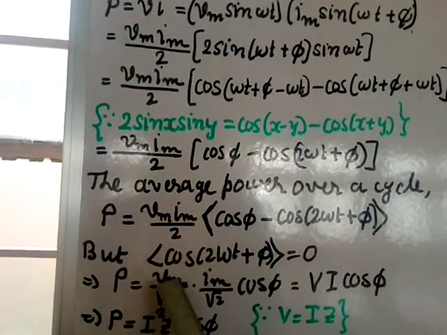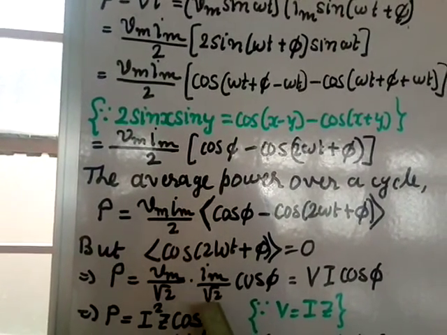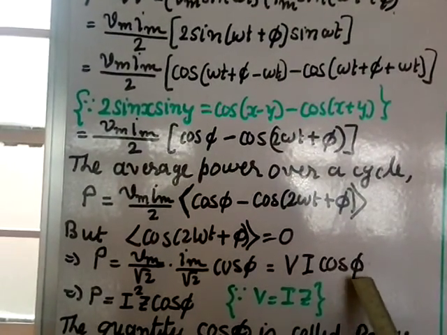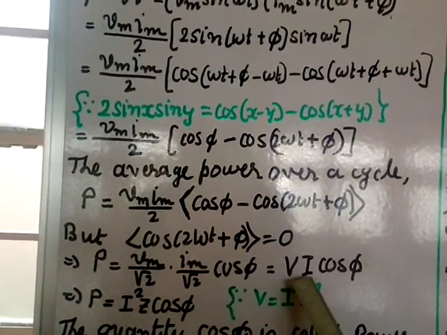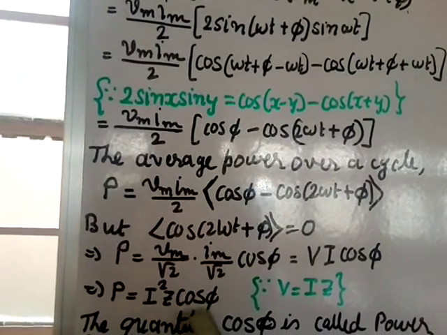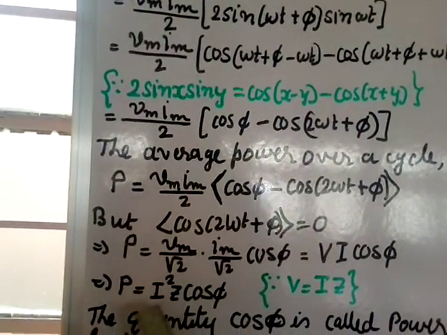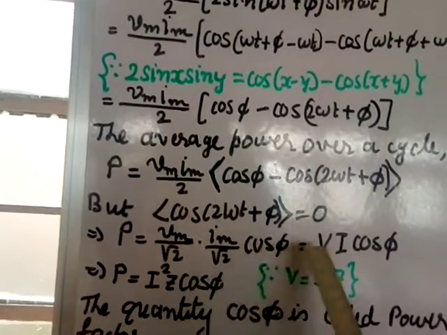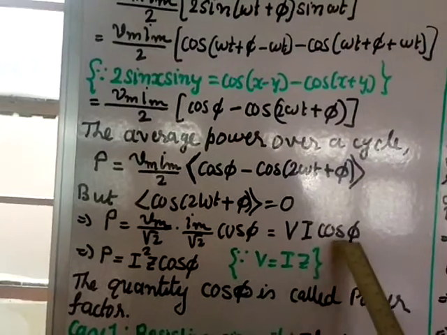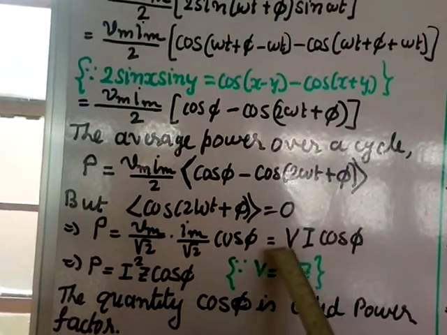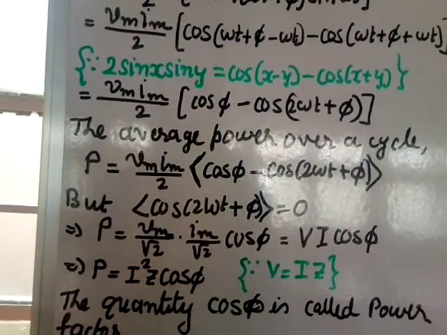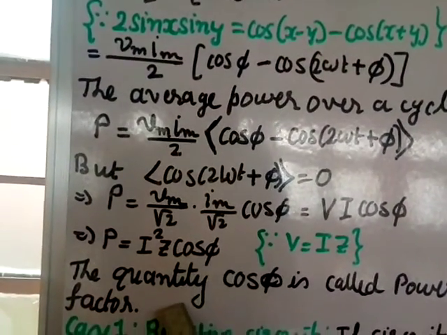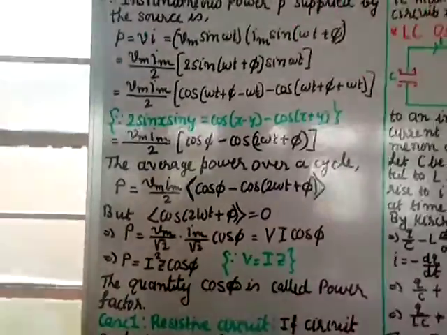This is called your RMS voltage, this is called your RMS current, and we write it as V I cos φ. If I write V = I Z, this becomes I² Z cos φ. Z is the impedance. So average power P = I² Z cos φ, or P = V I cos φ, where V and I are the RMS values of voltage and current. Here the quantity cos φ is called the power factor.